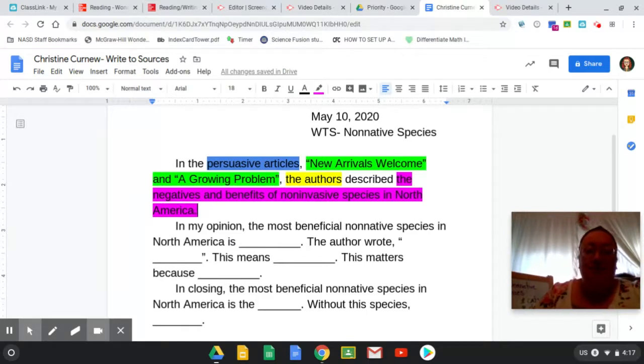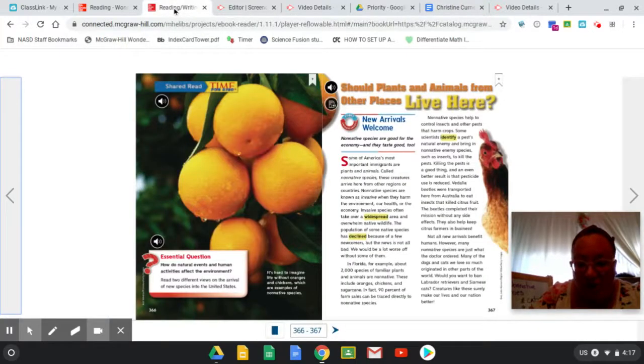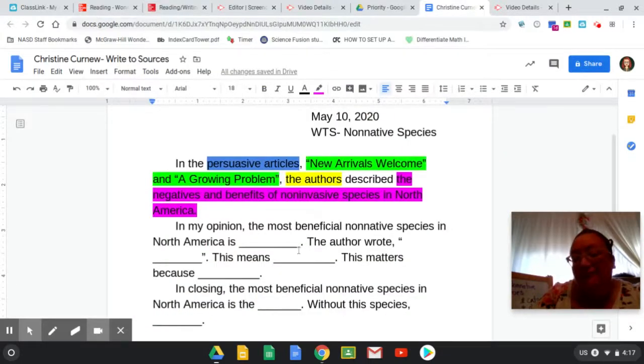So I might say something like, in my opinion, the most beneficial non-native species in North America is sugarcane. The author wrote, now this is where I'm going to go back to the article and find information about sugarcane, okay? If there is anything there. Now, if I'm having a hard time finding information, maybe I shouldn't pick that one. So there wasn't really a lot about sugarcane.